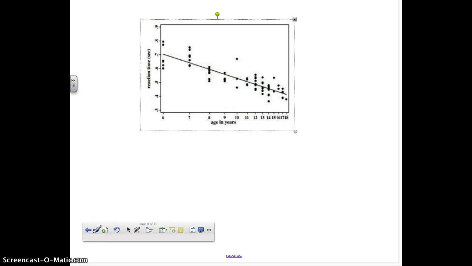Look at this one. Pretty strong. Reaction time versus age. When your age goes up, your reaction time goes down. We're going to say this is strong negative. Young kids have a slow reaction time. Look at this. You got 6-year-olds, reaction time of 0.8 seconds. 18-year-olds, 0.4 seconds. Half. Twice as fast.